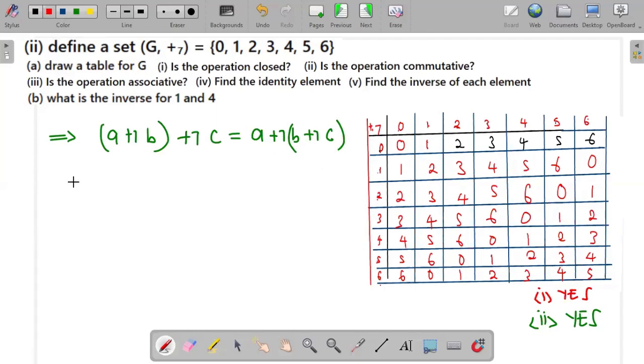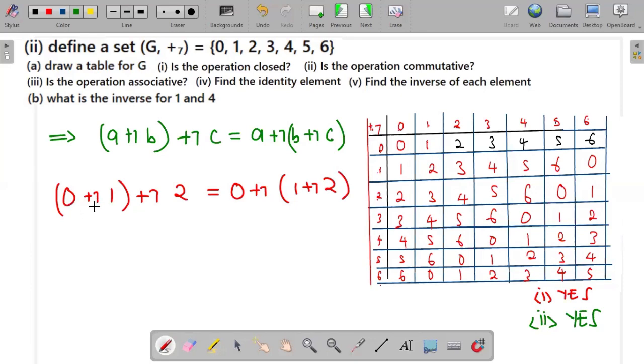So here I'll pick 0 modulo 7, 1 in the brackets, then modulo 7, 2. On the other side, it will be 0 modulo 7, and then in the brackets, I have 1 modulo 7, 2. So are these two the same? So we start from here.